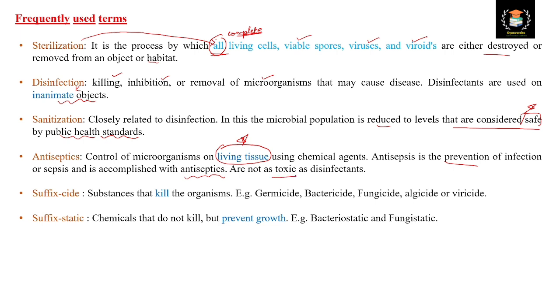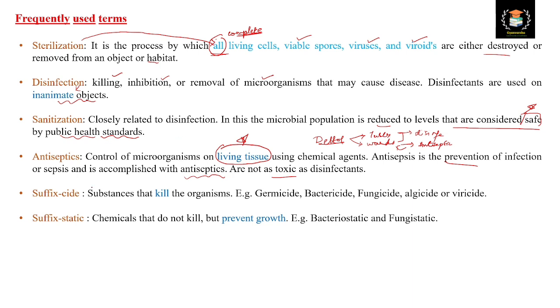These are not as toxic as disinfectants. For example, Dettol. Dettol is a disinfectant where you use it to clean your clothes sometimes or your tables and chairs, but you also use it on your wounds. So it means that it is a disinfectant and also an antiseptic. Here it is being used on inanimate objects, and over here it is being used on living tissue.